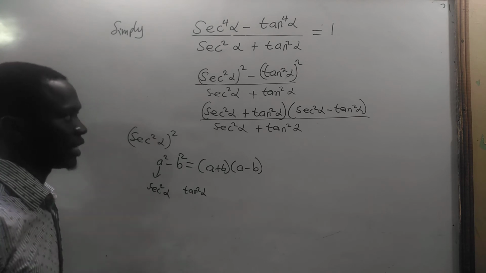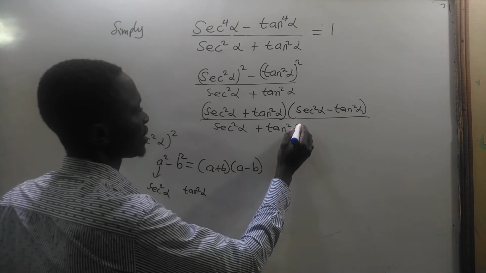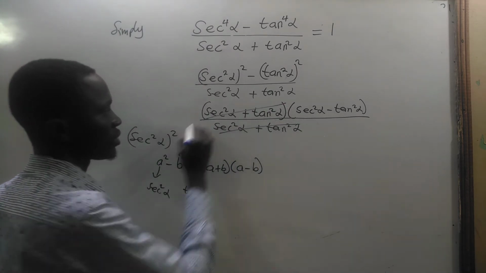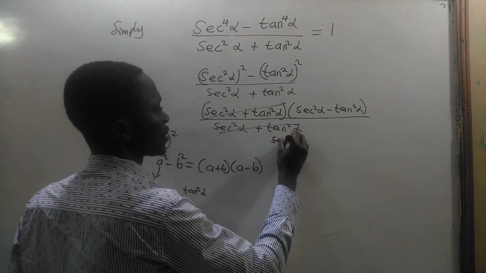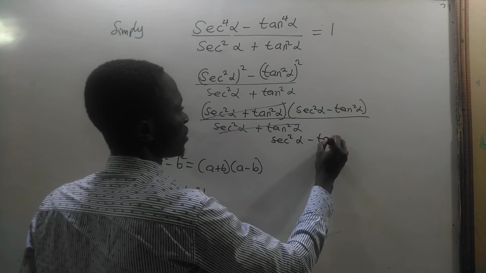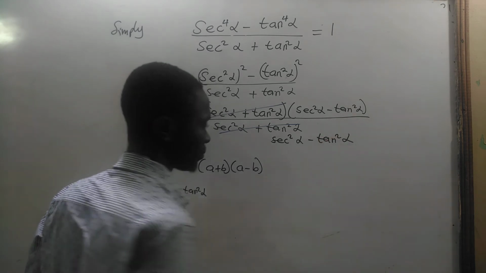So now it is clear that this one will cancel this one and we'll be left with sec squared alpha minus tangent squared alpha.